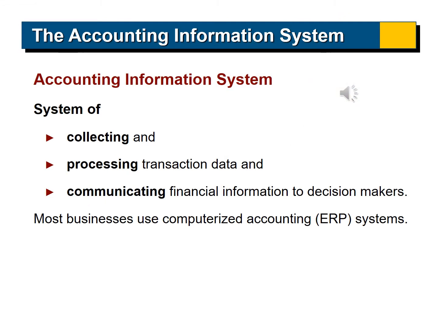We are going to discuss chapter 3 today, which deals with the accounting information system. Accounting information system is the process of collecting and processing data and then preparing financial statements with that data, then communicating the financial information to the decision makers. Most businesses nowadays use a computerized accounting information system, otherwise known as ERP system, which stands for Enterprise Resource Planning.